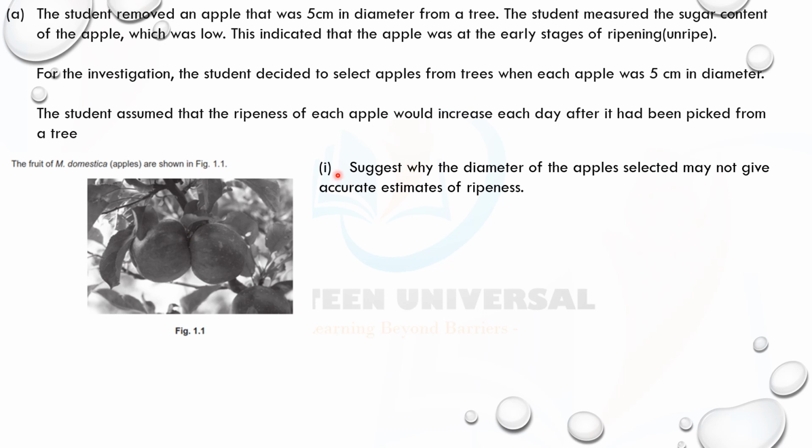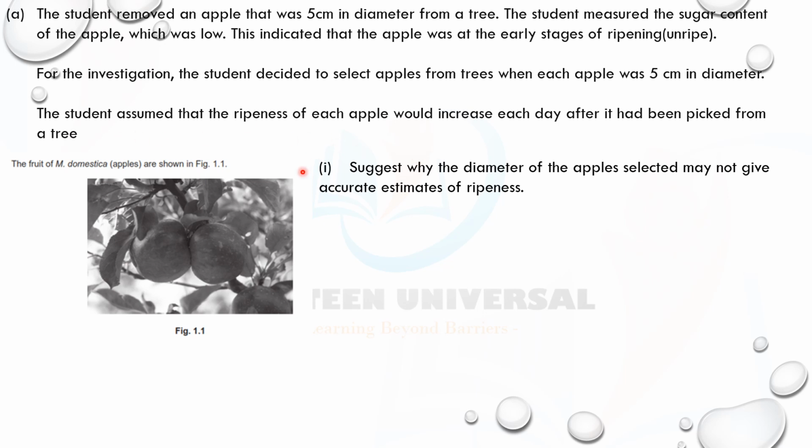Now, suggest why the diameter of the apples selected may not give accurate estimates of ripeness. Remember that when you are reading any question in paper 5, you must be able to identify your independent variable for the investigation, which is the variable that you are changing. And you must identify your dependent variable, which is the one you're measuring, and of course your constant variables are very key variables, the ones you standardize.